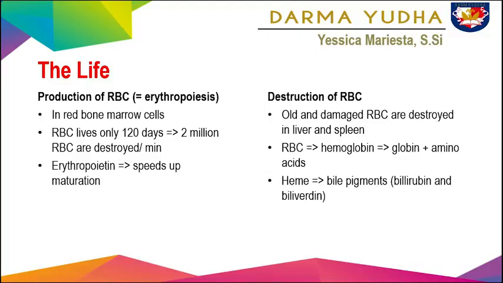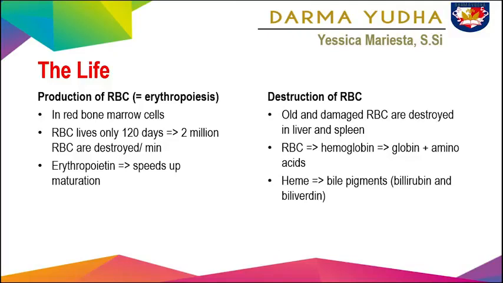Red blood cells live only for 120 days. Around 2 million red blood cells are destroyed per minute. Erythropoietin is a hormone produced primarily by the kidneys, and it plays a key role in the production of red blood cells by speeding up their maturation.